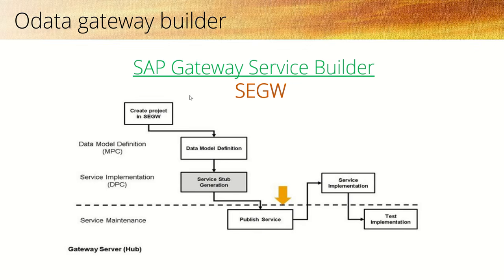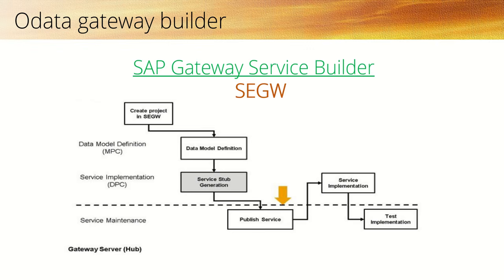Some steps are given here, like for the creation of project. First, we have to create a project. Then we have to define the data model. After the data model, we have to implement different services, different methods. We need to register the service and publish the service. First, I will explain some theory, and then I will do one practical after logging into the SAP system.